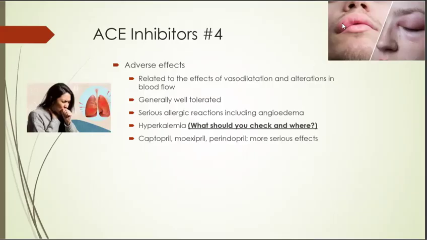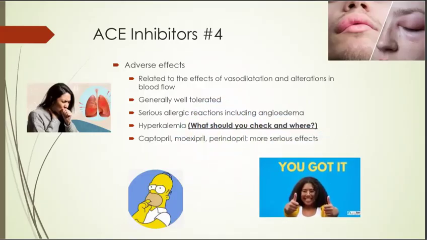Another thing that could happen with ACE inhibitors is angioedema, swelling. Once they have that, you stop the medication. This also causes hyperkalemia. What should you check and where? If a patient has hyperkalemia, what should we be checking? Right. You've got to check our CMP or BMP for electrolytes. Because if you already know that it could cause hyperkalemia, it's going to cause cardiac problems, because hyperkalemia is actually a complication.